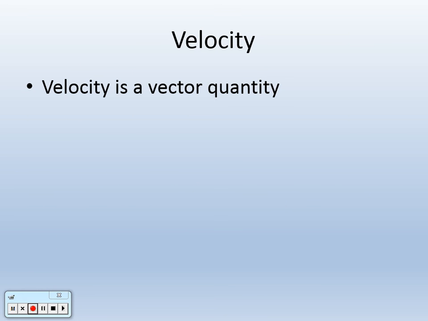Velocity is a vector quantity. What do vector quantities have to tell us? Magnitude and direction. Now, in the case of velocity, the direction describes which way it's going. What is the magnitude going to tell you? The magnitude of velocity: how fast, or speed. Okay?